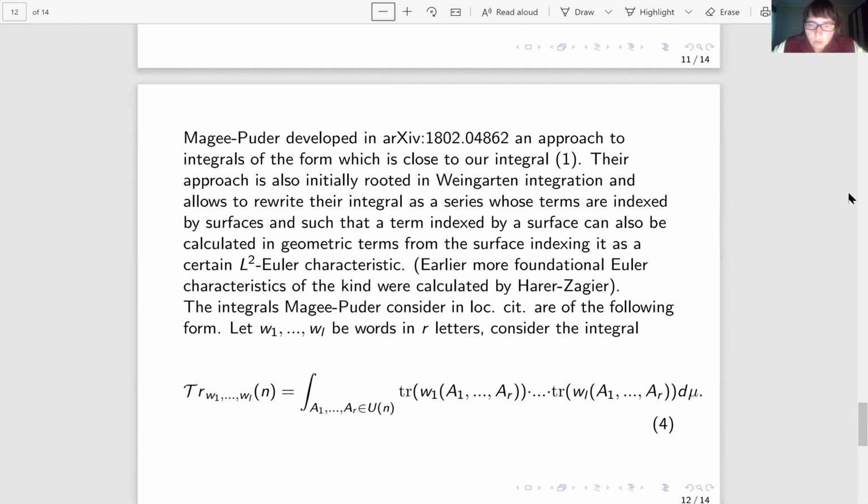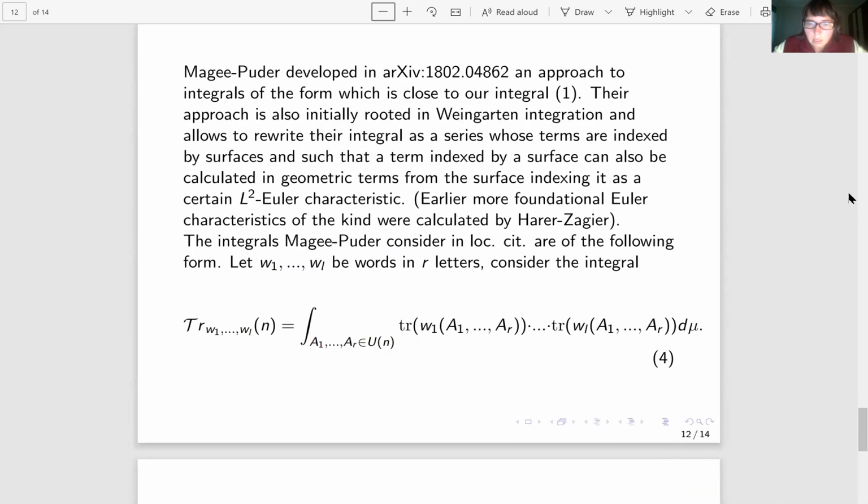Basically, you're taking some matrices in the unitary group, and you have L words, and you plug these unitary matrices into these words. You obtain some non-commutative polynomials in these matrices, and you take the traces of each of these polynomials, and you multiply these traces, and you take the integral with respect to Haar measure. This is called the trace W1 up to WL of n. Such a very nice integral.